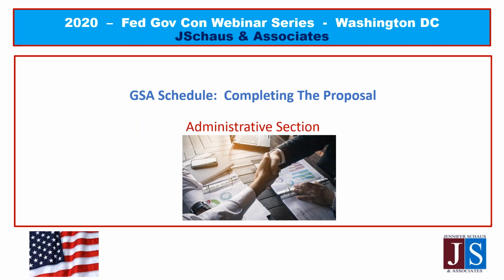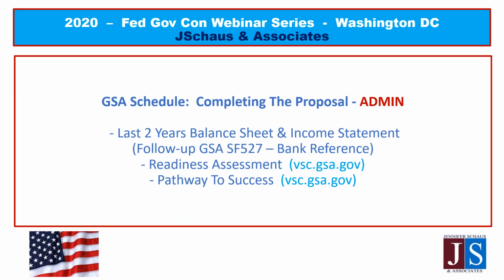Okay, so the first section, like any other RFP that's out there, is an administrative section. The components of the administrative section include your last 2 full years, so 24 months, of balance sheet and income statement, preferably showing no losses. So you want decent revenue. It should not be a startup company. You should have healthy financials, even with no government contracting.